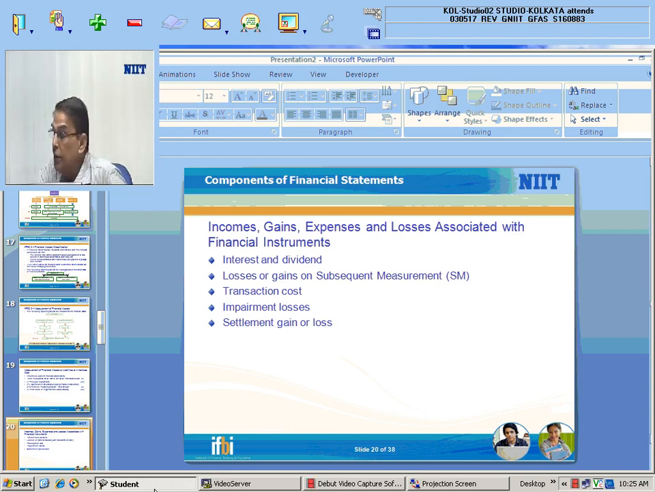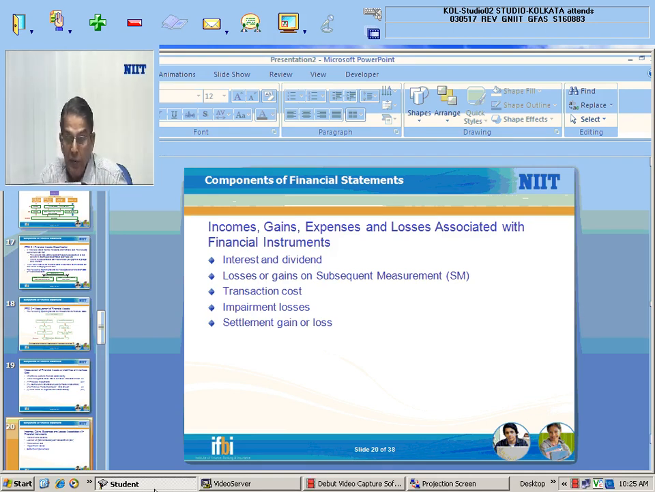The losses or gains on subsequent measurements that we have talked about, between the initial measurement and subsequent measurement, can result in losses or gains. Then there can be transaction cost. There can be impairment loss. The carrying value of the financial asset or liability in the books can be different from its fair value. That is called impairment loss. And then settlement gain or loss: when the financial instrument is eventually sold out, there could be settlement gain or settlement loss.